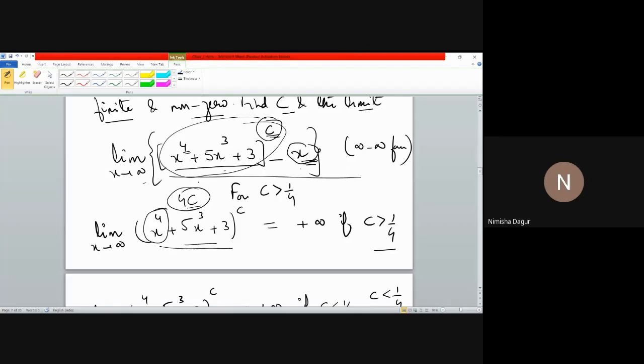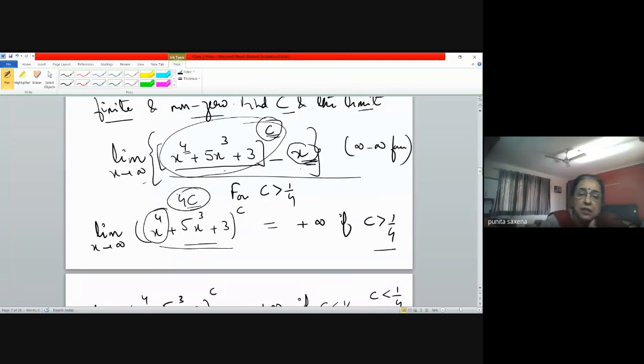Ma'am, why you took only 1 by 4? Like there are thousands of the numbers or more than that. So सबसे पहला sentence मैंने यही बोला था. If we use binomial expansions to expand this term, the maximum power of x is going to be 4c. अब ये 4c greater than 1 होगा, 4c because it is x to the power 4c. If 4c is greater than 1, that means you have x in the numerators. If 4c is less than 1, you have x in the denominators.